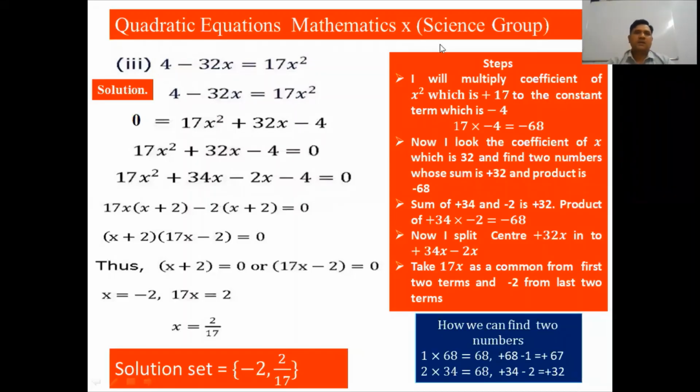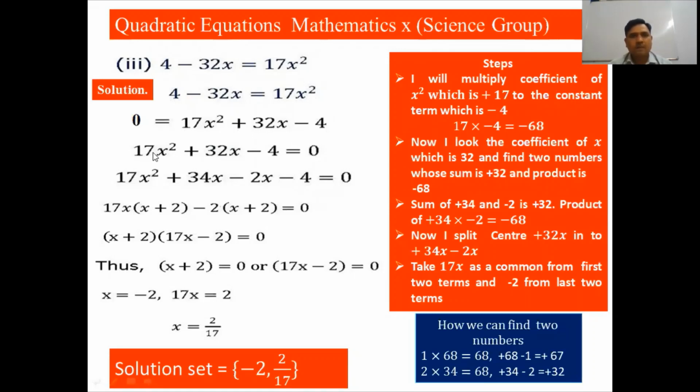Now the part 3, 4 minus 32x is equal to 17x square. So we have to shift this left hand side into right hand side. Obviously we have to change the sign of each term. So 17x square plus 32x minus 4 is equal to 0. Both are the same. So now we have to factorize this term.